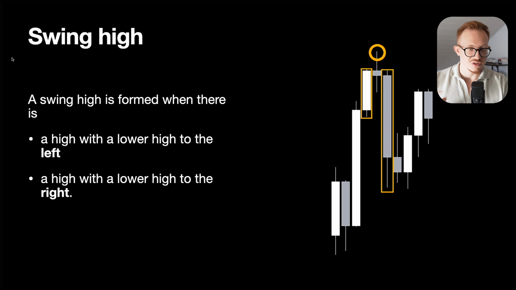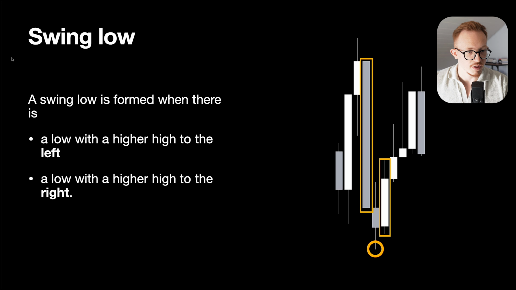Now, where to find liquidity? Before we can find and identify liquidity, we need to know some things first. First of all, we need to know what a swing high is. A swing high is formed when there is a high with a lower high to the left and a high with a lower high to the right. Exactly like this example here on the right of the screen.